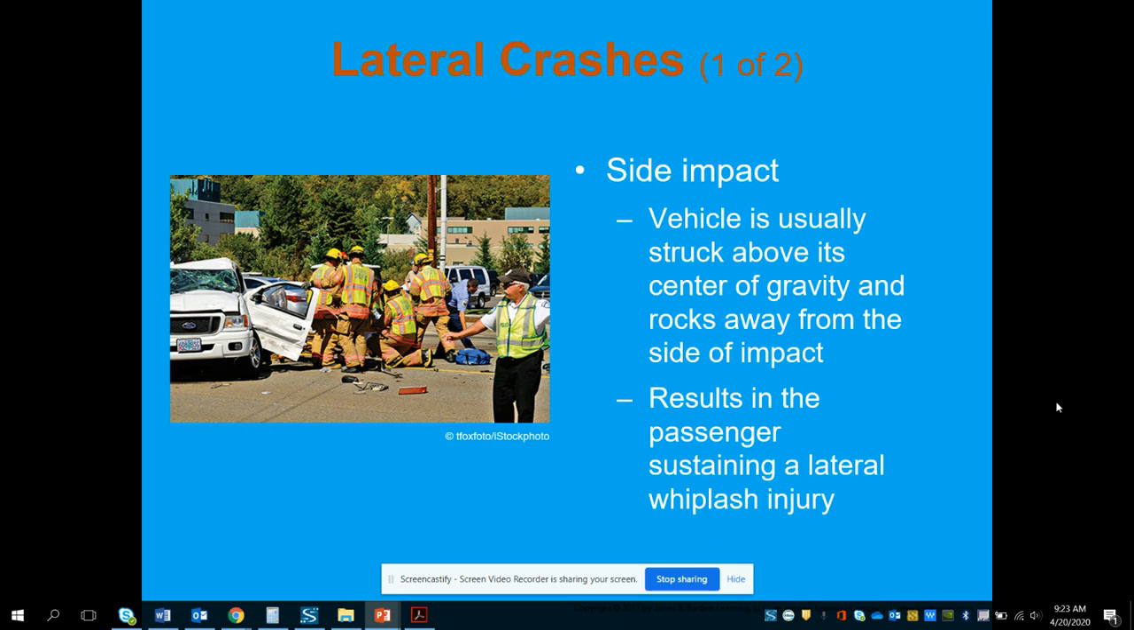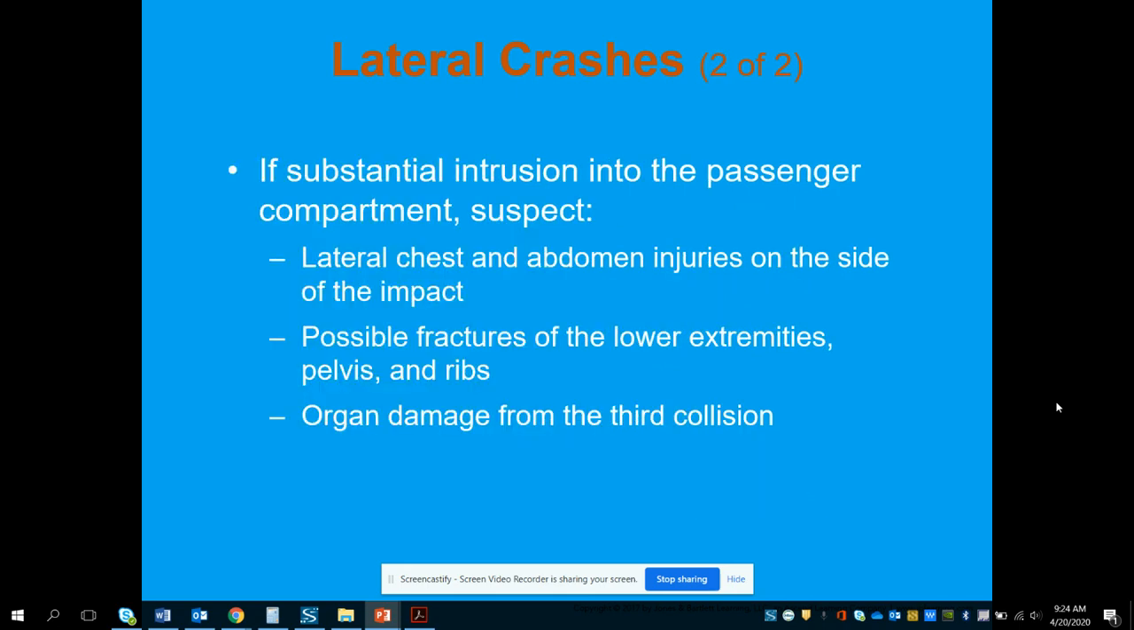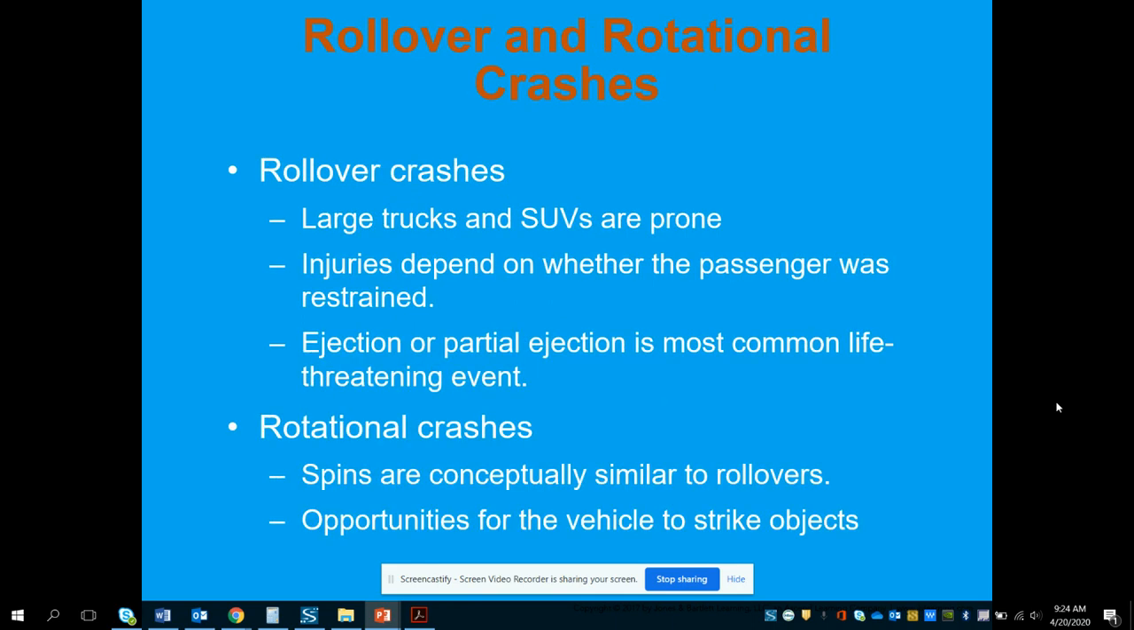Lateral crashes, which are side impacts or T-bones, the vehicle is usually struck above the center of gravity and rocks away from the side of impact, which can cause it to turn over. It can also result in whiplash, particularly to the passengers, as the body essentially moves the same way that you would in a rear end collision, but over to the side. So where the patient was struck, it can cause chest and abdomen injuries on the side of impact, pelvis fractures, lower extremity fractures, and organ damage, things like that. So lateral crashes are definitely very significant.